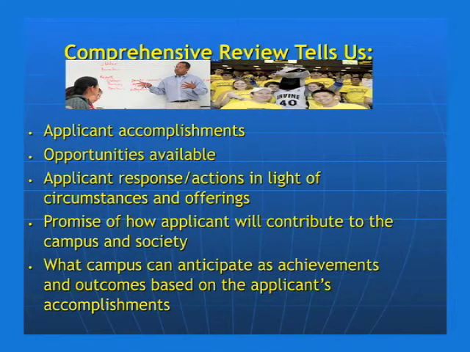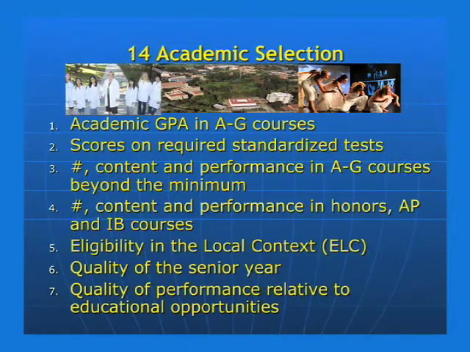Going more into comprehensive review actually tells us various things for each individual applicant. For example, comprehensive review will tell us about academic accomplishments, the opportunities available to each individual student, the applicant's response and actions in light of the circumstances and offerings, the promise of how each applicant will contribute to the campus and society as a whole, as well as what campus can anticipate as achievements and outcomes based on the applicant's accomplishments.